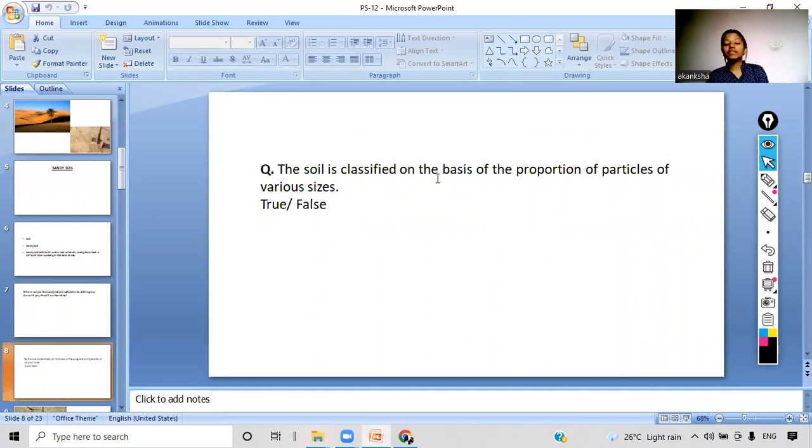The soil is classified on the basis of the proportion of particles of various sizes. So is it true or false according to you? You can write your answers in the chat box. I will give you 5 seconds and then we will discuss the right answers. Okay, I can see the right responses from your side.